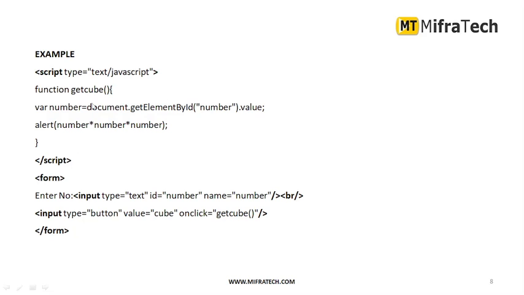The function getCube, where document.getElementById("number").value, alert number times number times number. Then we create a form, enter a number, input text id equals number, name number, input type button. When we have entered a number, it displays the cube of the number.